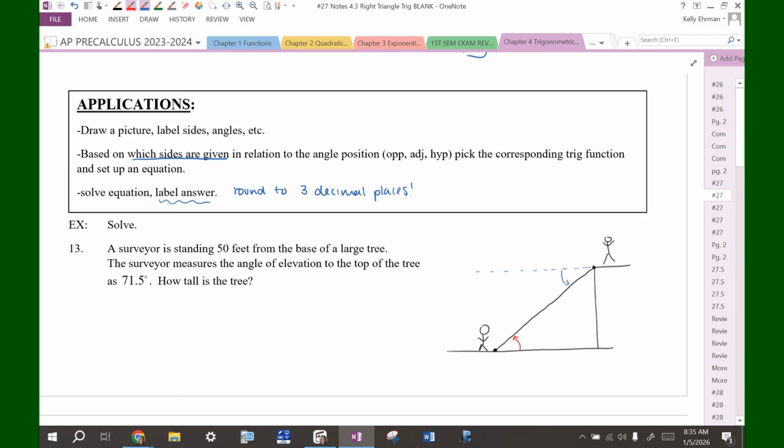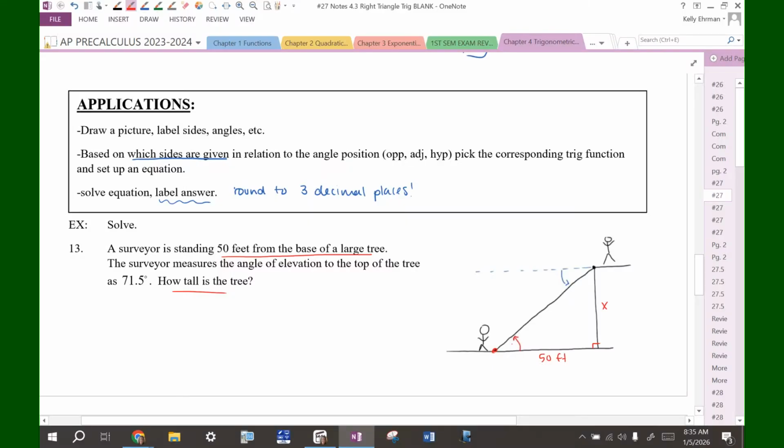All right, so a surveyor is standing 50 feet from the base of a large tree. So here's our surveyor, here's our tree. This distance is 50 feet. Let's assume the tree is perpendicular. The surveyor measures the angle of elevation to the top of the tree as 71.5 degrees. How tall is the tree? How tall is the tree is the unknown. So here's the tree, X.